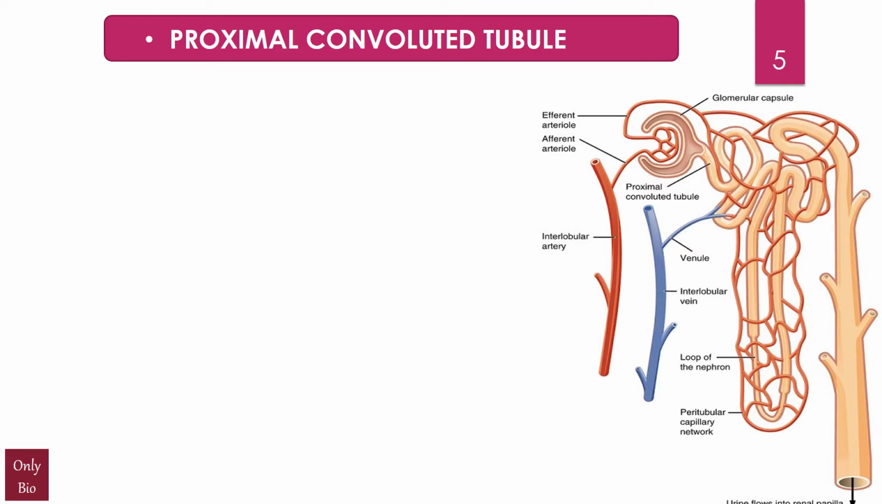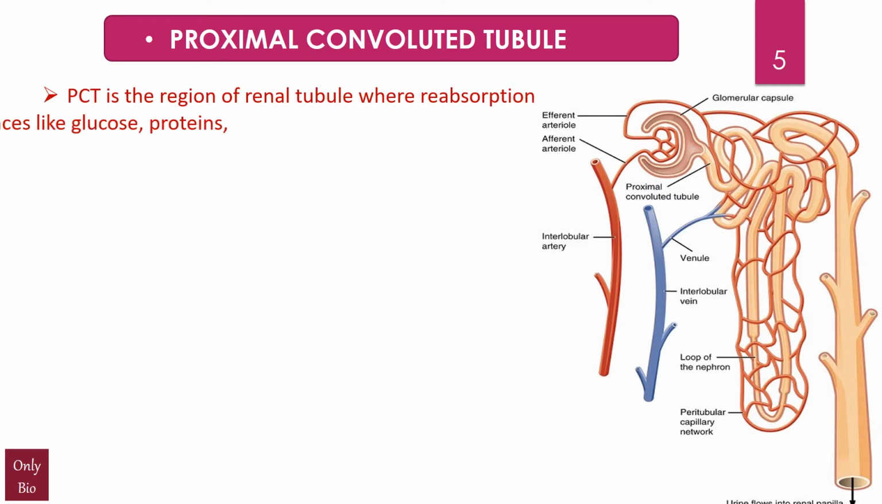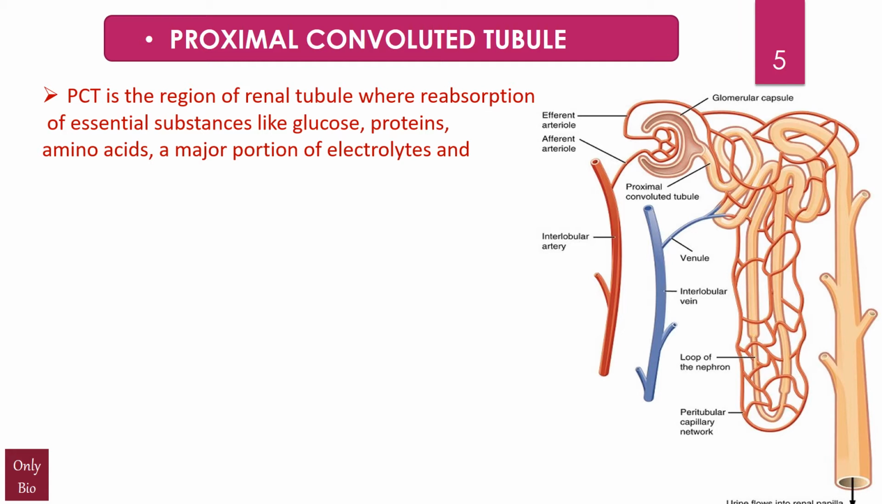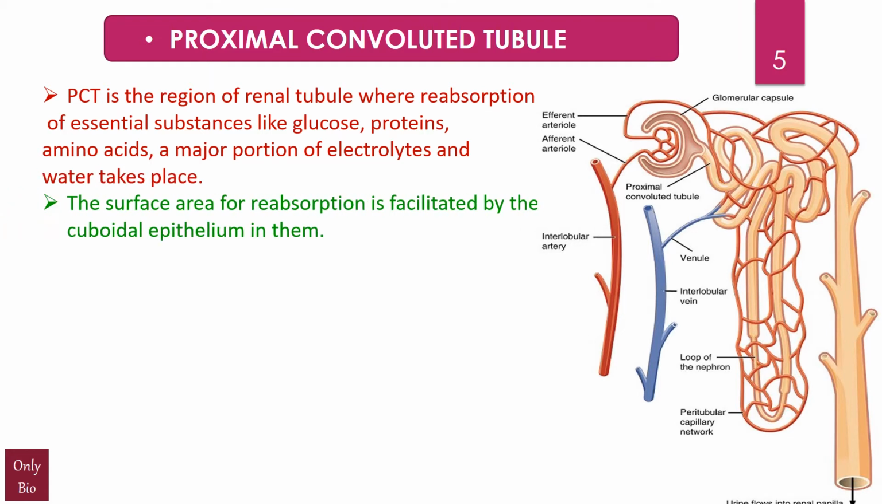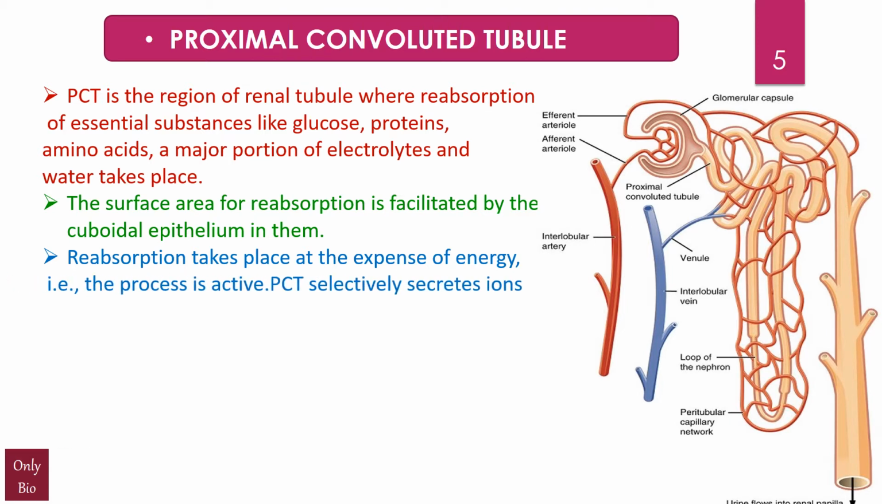Friends, once again you can see a beautiful picture of the nephron. The PCT is the region of the renal tubule where reabsorption of essential substances like glucose, proteins, amino acids, a major portion of electrolytes and water takes place. The surface area for reabsorption is facilitated by the cuboidal epithelium. Reabsorption takes place at the expense of energy, that is, the process is active.